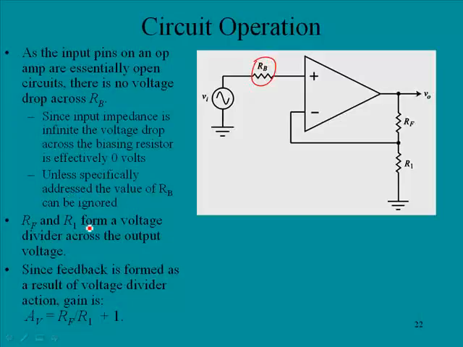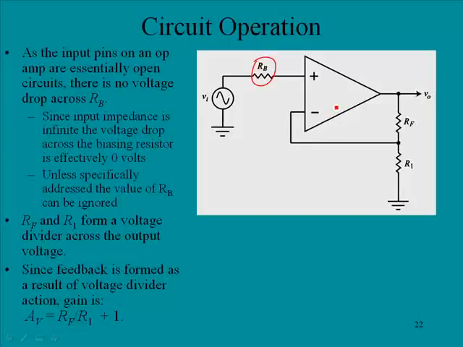Okay, RF and R1 form a voltage divider across the output voltage. So here we have this voltage divider across the output. Since feedback is formed, as a result of voltage divider action the gain is this: it's RF divided by R1 plus 1 will give us our output. So here we have this voltage divider, and a portion of that is fed back to the input.